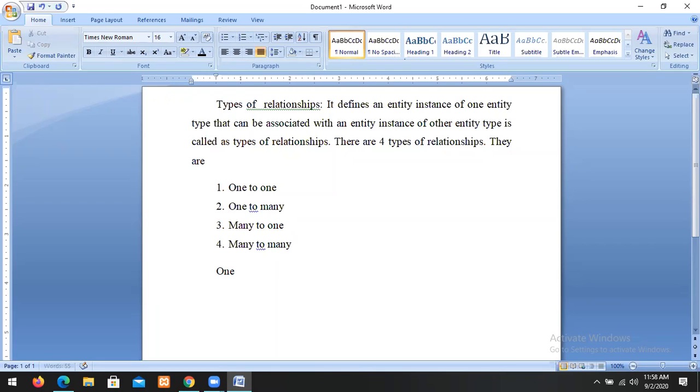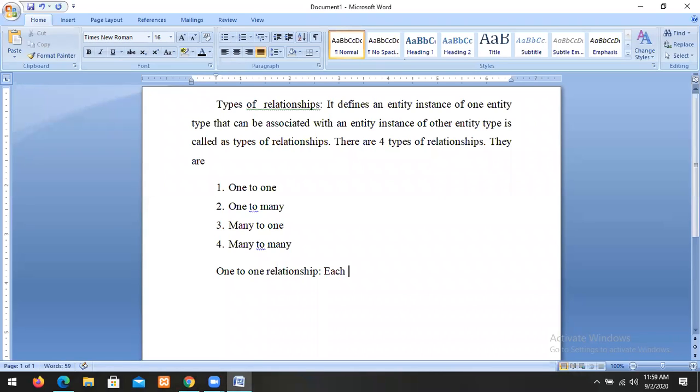So what is one-to-one? One-to-one relationship. So what is one-to-one relationship? Each entity instance of one entity type that can be associated with only one entity instance of other entity type is called a one-to-one relationship. Each entity instance of entity type A is associated with only one entity instance of entity type B is called a one-to-one relationship.